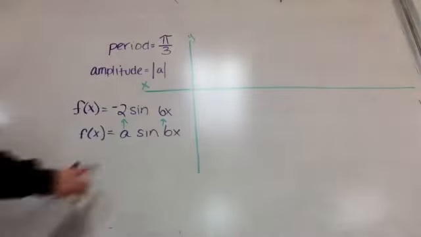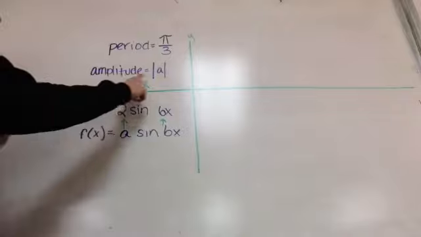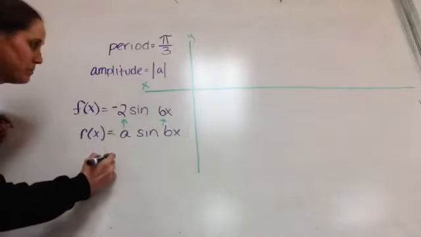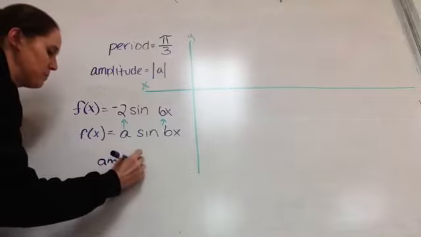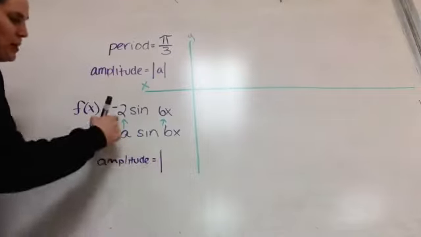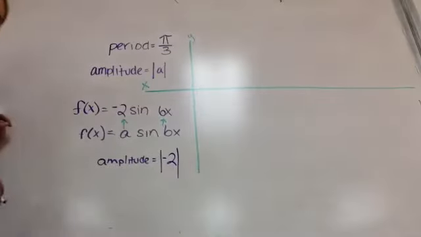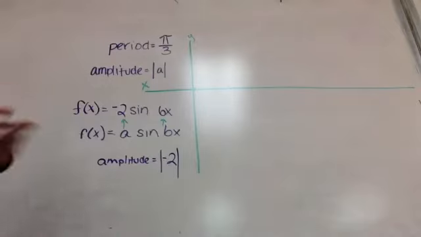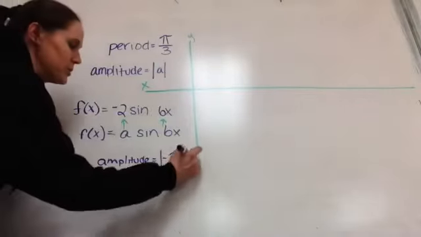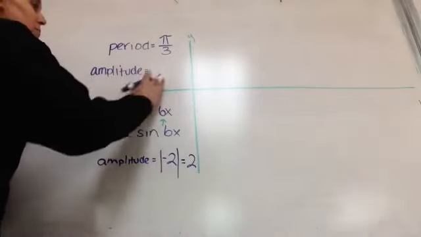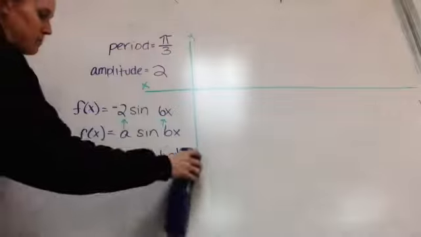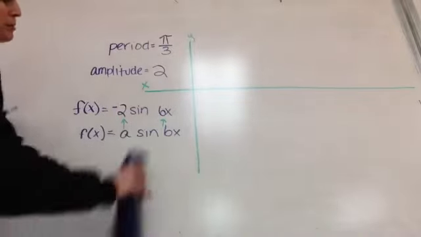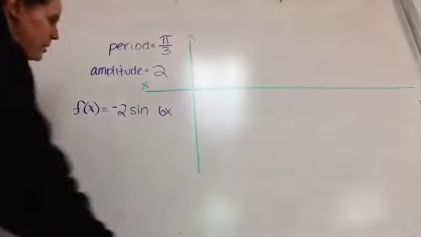And now I've got the amplitude. So I have a is -2. The amplitude is the absolute value of a. So to find the amplitude, I need to take the absolute value of -2. Anytime you take an absolute value, you're telling me how far away that number is from 0. So basically, it's always going to be positive because we're not worried about whether it's lower than 0 or higher than 0. We're just worried about how far away it is from 0. So our amplitude is 2.